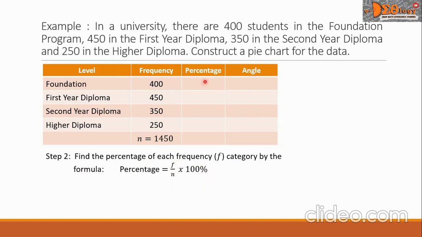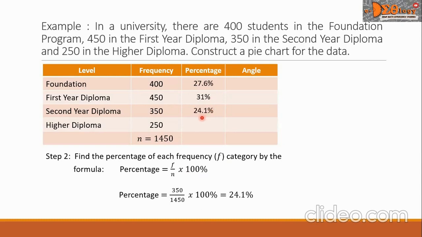Let's start with our first blank here. So we're going to use the 400, and that is the frequency of the first level, divided by the 1450, and then multiply to 100%, and the answer is 27.6%. We will copy this value on this blank, and here we go. For the second blank, 31%. We got this when we have this 450 divided by 1450 times 100%.